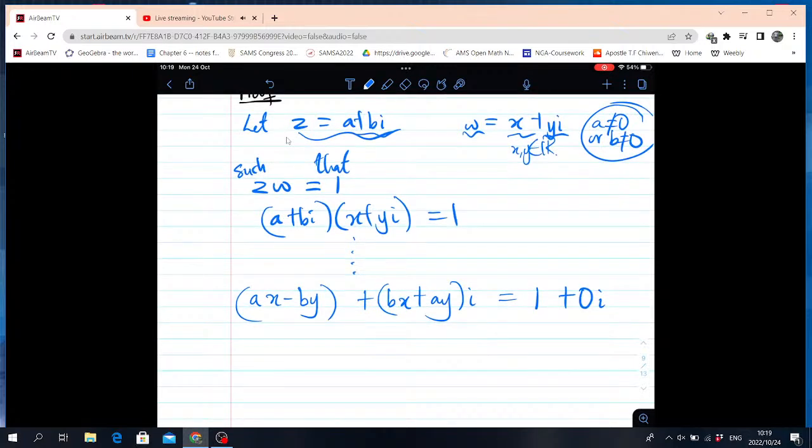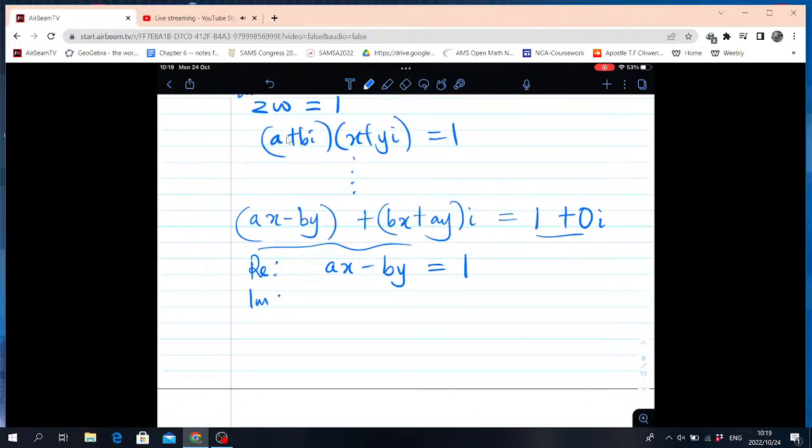So if we have that, then we can compare. We know that these are two complex numbers that are supposed to be equal. So if I take the real parts, they should be equal. In other words, ax minus by is equal to 1. And the imaginary parts, which is bx plus ay, are going to be equal to 0. Does this look familiar?